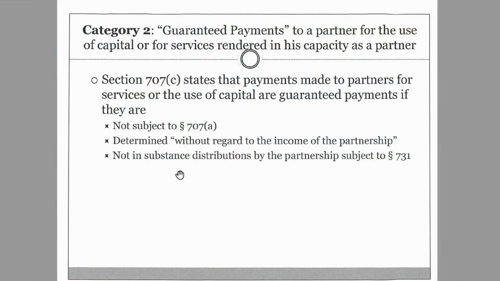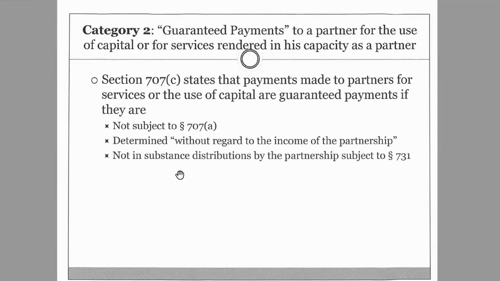Category 2 is guaranteed payments to a partner for the use of capital or for services rendered in his capacity as a partner. Section 707(c) states that payments made to partners for services or the use of capital are guaranteed payments if they are not subject to 707(a), determined without regard to the income of the partnership, and not in substance distributions by the partnership, subject to 731.